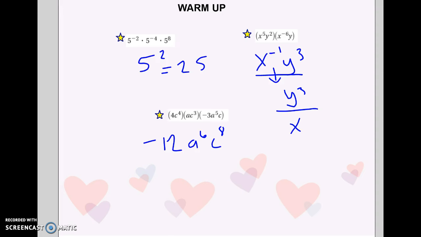Okay, so if you notice in the first one, it would have been 5 to the negative 6 times 5 to the 8th. You add negative 6 and 8, and you get 5 to the 2nd, which is 25. On the second one over here, you get x to the 5 plus negative 6, which is negative 1, y to the 2 plus y to the first, so y to the third, and then you have to bring the x to negative 1 down, so it becomes y cubed over x. And then the last one, you multiply the 4 and the negative 3. That gives you negative 12. Add the a's together. You have a to the 5th and a to the 1st, so a to the 6th. And then add all the c's together, c to the 4th, c to the 3rd, and c to the 1st, which gives you c to the 8th power.